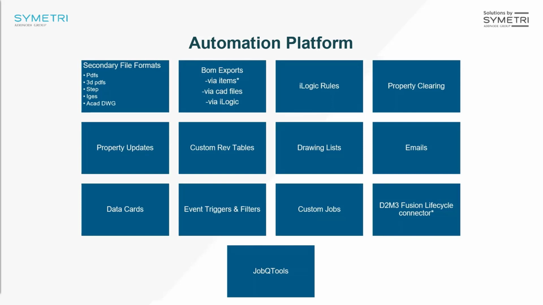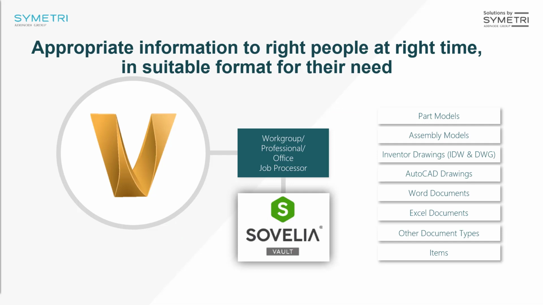So just a small introduction there to some of the actions available. We can use the Sovelia Vault as an automation platform that we can easily configure to perform the actions required when they need to be triggered, and all without having to produce any code, which means that we can easily modify and adjust them to suit in the future as our requirements change. Sovelia Vault is a client-side add-on to Vault Workgroup, Professional and Office clients, and works with the Vault files, CAD and non-CAD, and also Vault items.